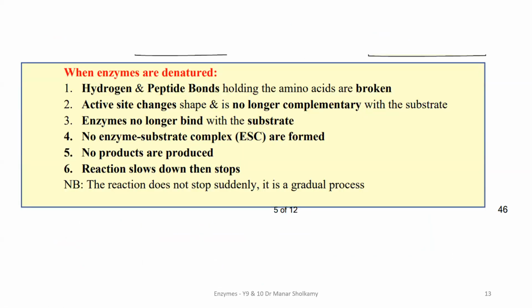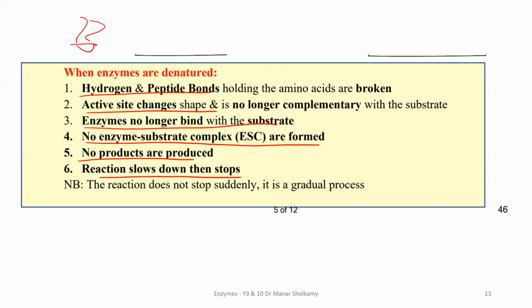Okay, this is a very important table. Again, it is in year 10 notes because this is what you will say when you mention denaturing, whether in pH or high temperatures. The bonds break, the active site will change, the enzyme will no longer bind with the substrate, no enzyme substrate is formed, no products are produced, the reaction slows down gradually, not suddenly. It's a gradual process. That's why the graph is moving down.